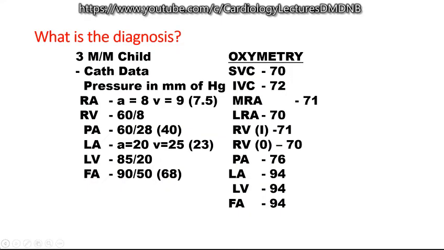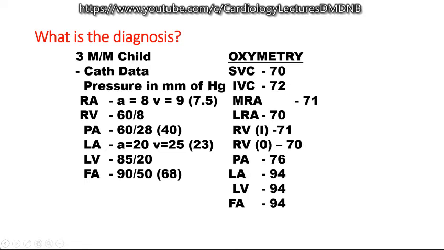Okay. Hemodynamic data. Somebody, or some volunteer, to discuss? Shall I try? Yes. I'll try, sir. So a 3-month male child, cath data, sir. We'll move on to the first pressure data, sir. RA pressure: A is 8, B is 9, and mean is 7.5, sir. So it is slightly raised, sir. Yes, slightly elevated. I agree.